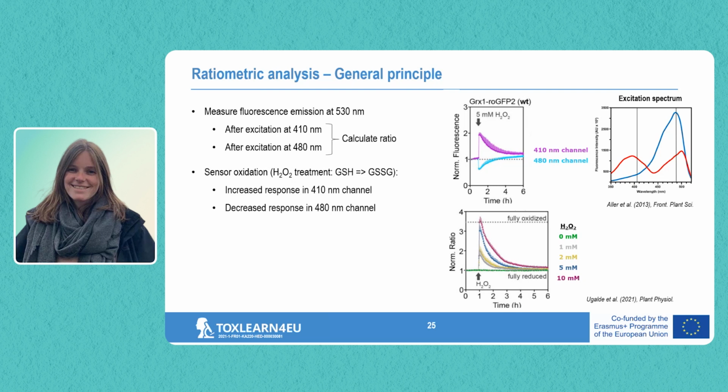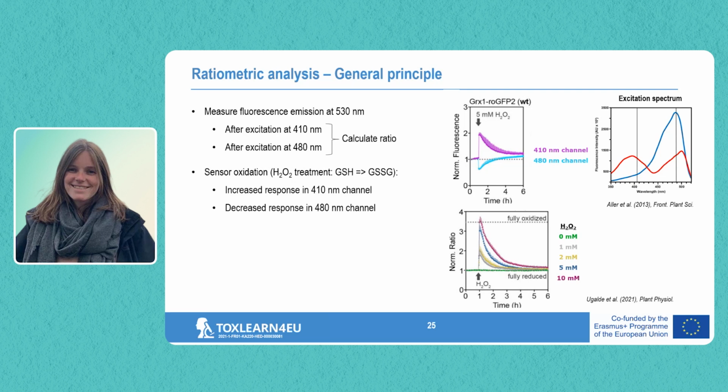Then if you give them a bit of hydrogen peroxide, 1 millimolar, you see that you get this little peak here. And then over time, it goes back down to control levels because the hydrogen peroxide gets detoxified and also glutathione gets reduced again. And you see with higher and higher concentrations of hydrogen peroxide, the sensor gets more and more oxidized, but it always goes back to control levels.